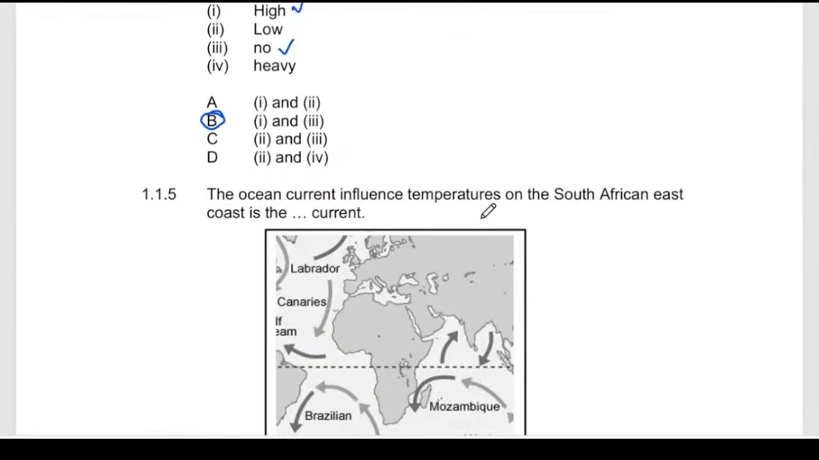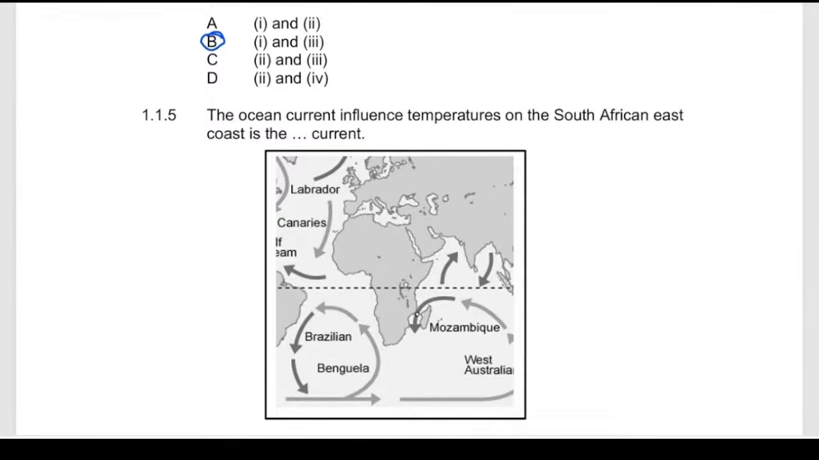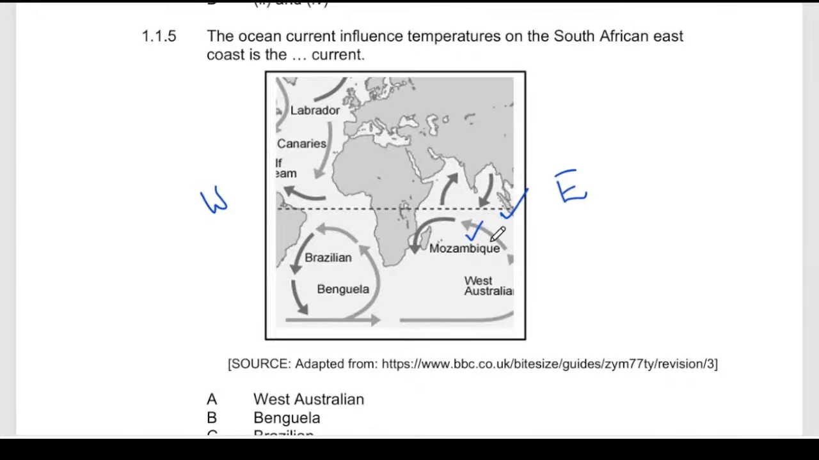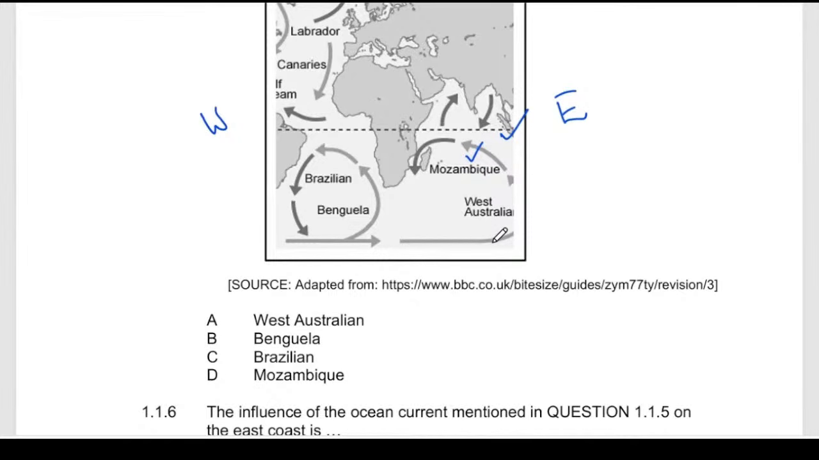Right. Number 115 says the ocean current that influences temperatures on the South African East Coast is D. If we look at the South African East Coast, we are looking at this side here. This is our western side, and this is our eastern side of the Southern African subcontinent. And if we check there, we see we have the Mozambique current. That is the one that influences the conditions over the eastern coast of South Africa.